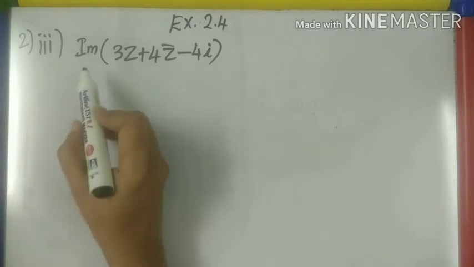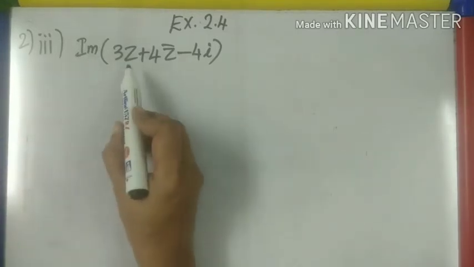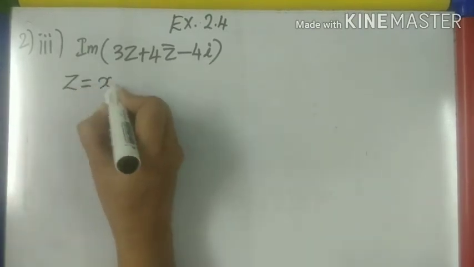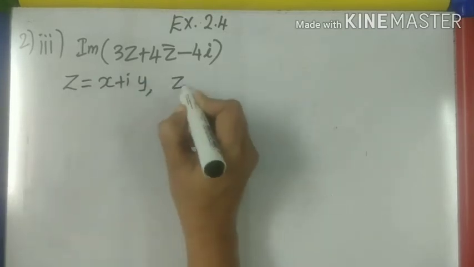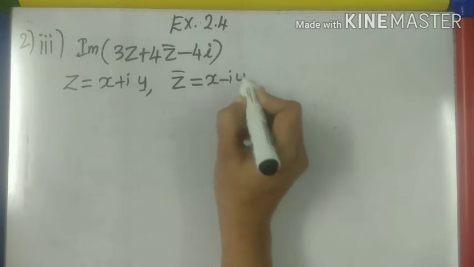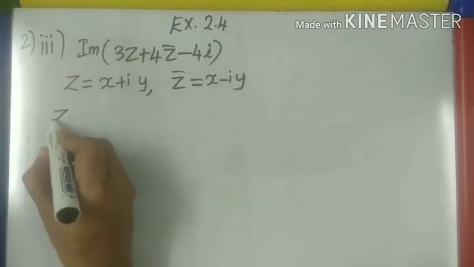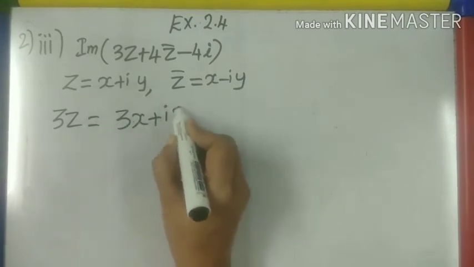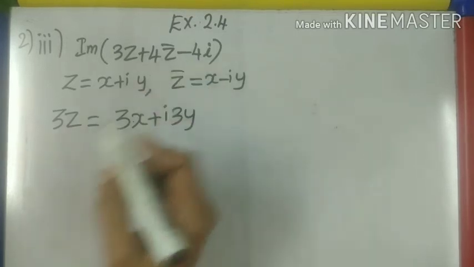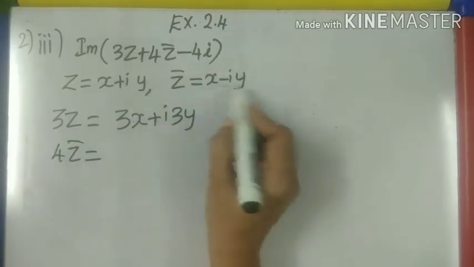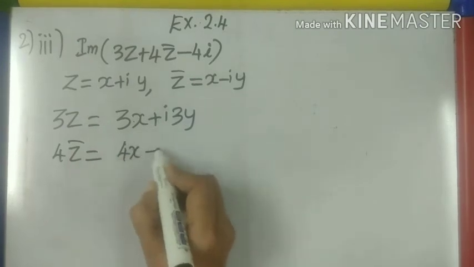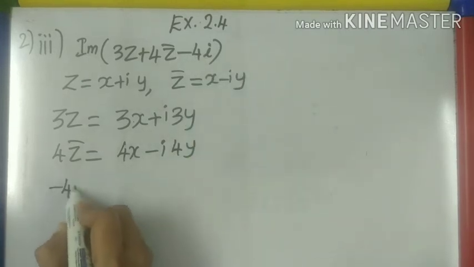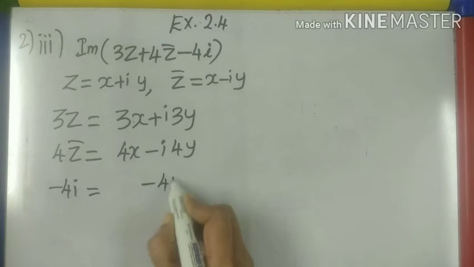Third subsection, to find the imaginary part of 3Z plus 4Z bar minus 4i. What is Z actually? X plus iY. So what is Z bar? X minus iY. And what do we need? 3Z. What is 3Z? 3X plus i into 3Y. We want 4Z bar. What is 4Z bar? Multiply this by 4. 4X minus i into 4Y. And I also need minus 4i. So put minus 4i here.